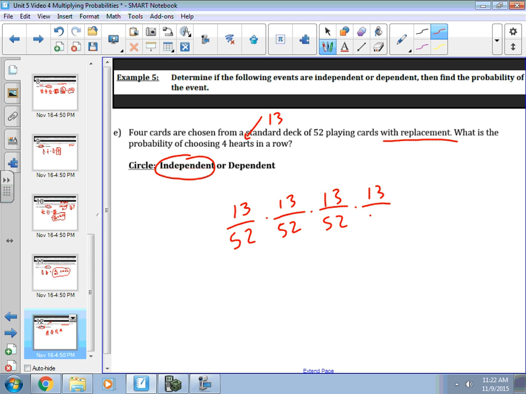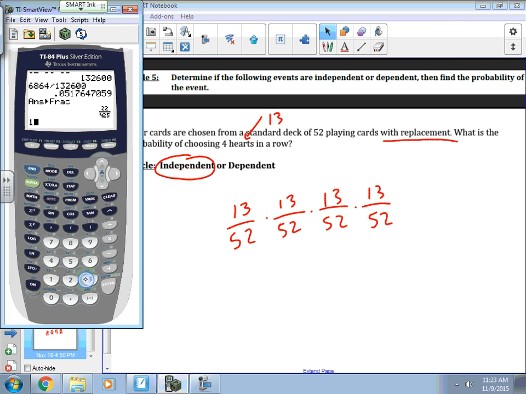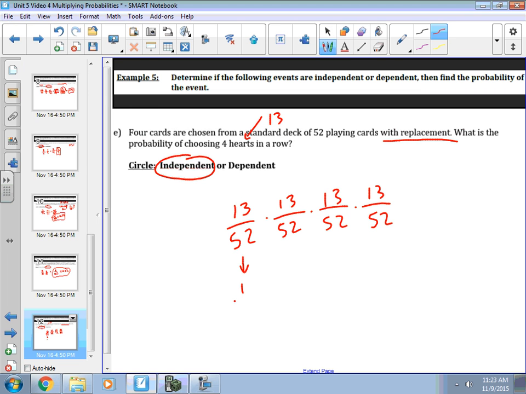Now, one suggestion on a problem like this: 13 out of 52, if you go on your calculator and divide it, it's 25% chance, which is the same as a simplified fraction of 1 out of 4. So you could simplify all these first before finding the probability. This is the same as a 1 out of 4 chance, and this would be the same as 1 out of 4 chance. So it'd be 1 out of 4 times 1 out of 4 times 1 out of 4. If you multiply these together, that's much easier. 1 times 1 times 1 times 1 is going to be 1.